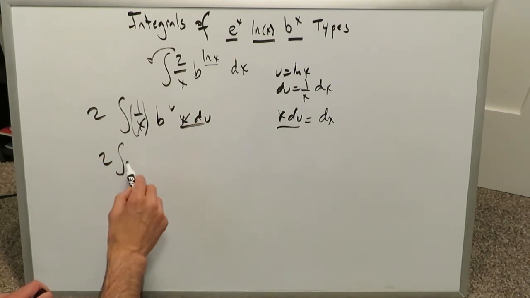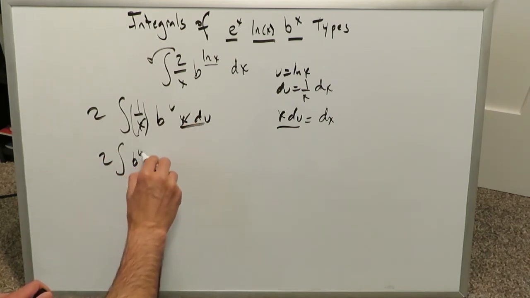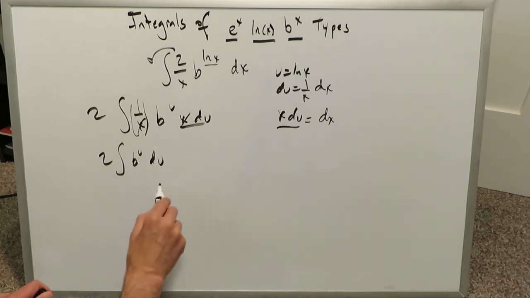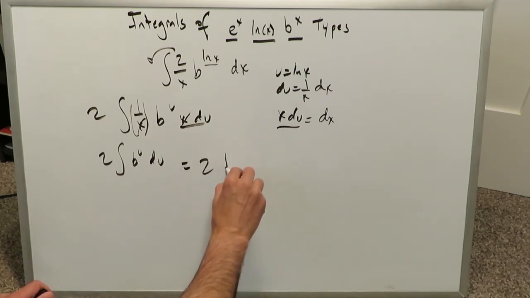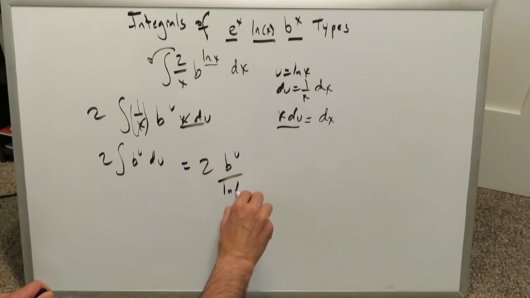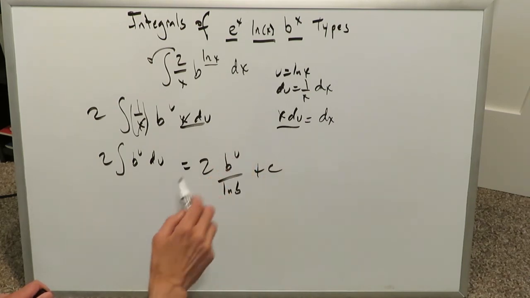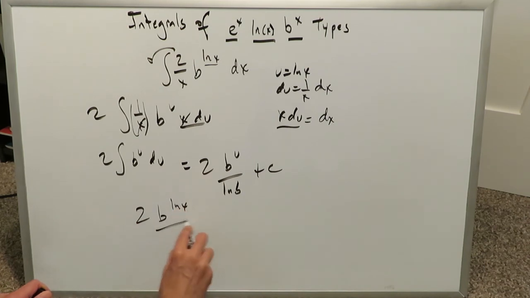We essentially have 2 times the integral of b to the u du. You know, the template scheme for this is easy. We're going to have 2b to the u over ln b plus c. We just have to resubstitute the u. We'll have 2b to the ln x divided by ln b plus c, and this right here would be our final antiderivative function, and it would be right.